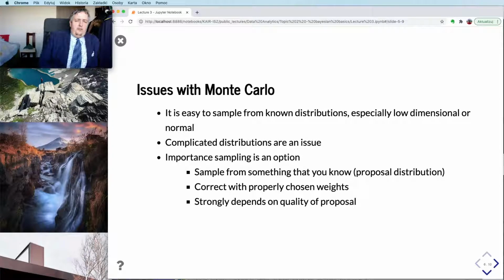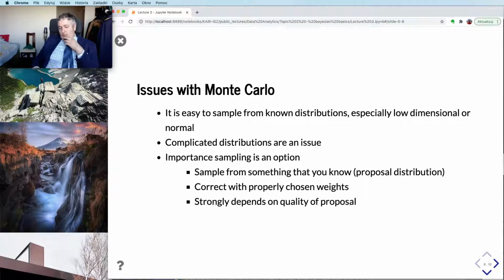Because if it's normal or low dimensional, we can do anything. If it's one dimensional, we can just compute the inverse or use a grid or something. In case it's high dimensional, there are a lot of problems. Generating samples, especially from complicated distributions, might be very, very difficult. And generally, despite the fact that we know what we should get, it's not that simple to do.